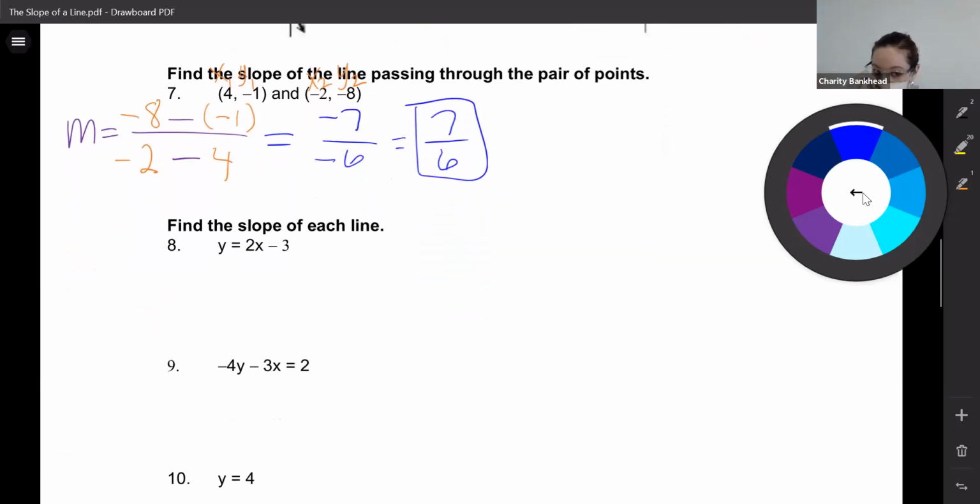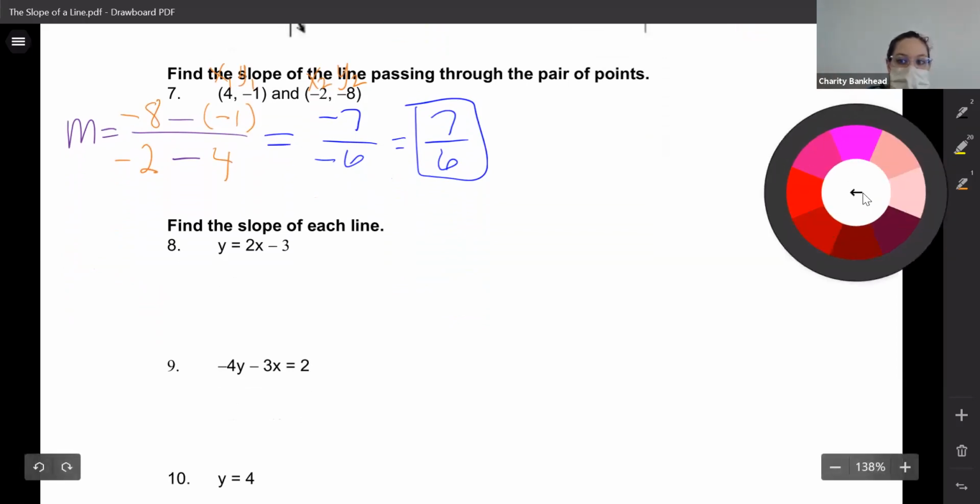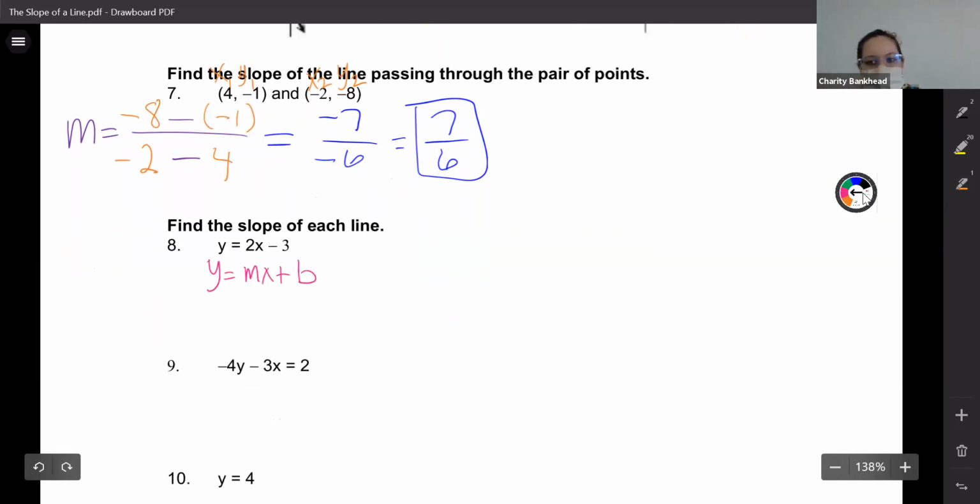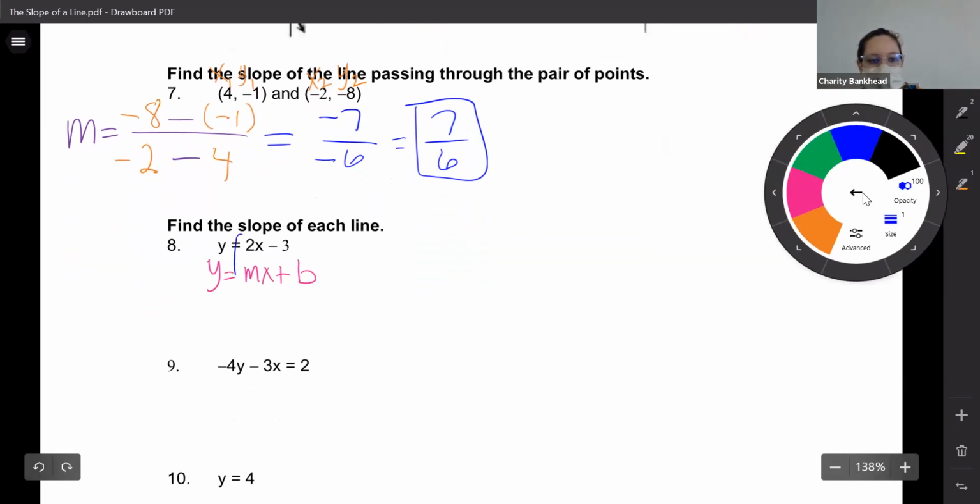Okay, find the slope of the line y equals 2x minus 3. So that's your slope-intercept form. If you just compare that to y equals mx plus b, then you can see that m is 2. They didn't ask you about the y-intercept, but you can really quickly figure that out as well, because b is -3.